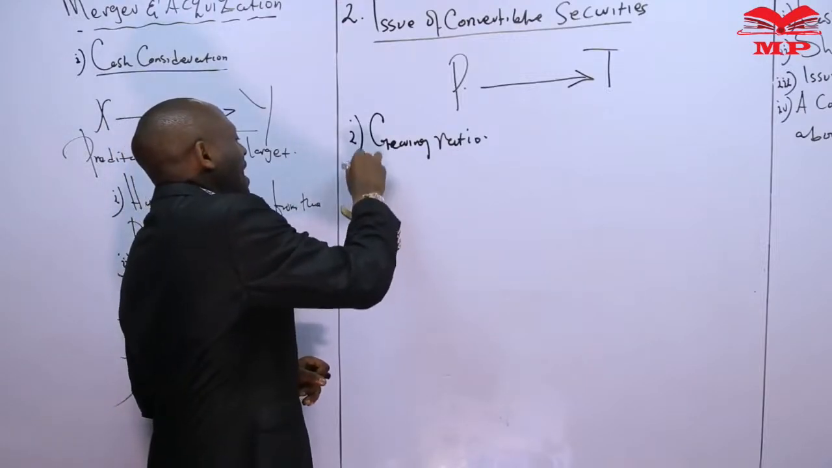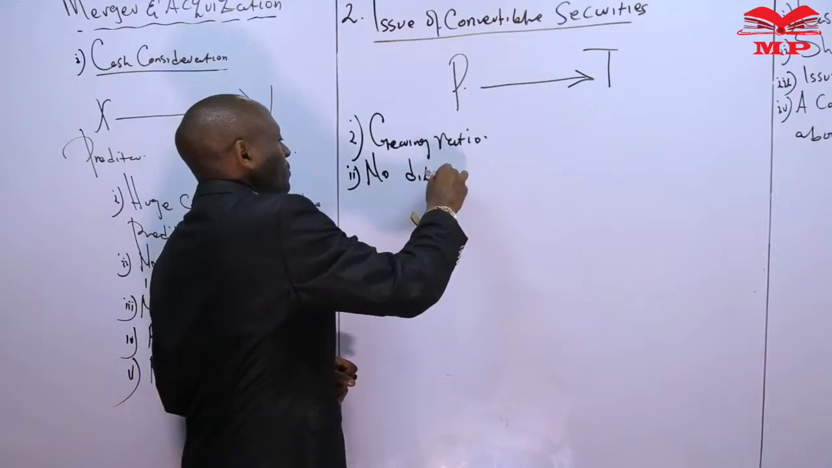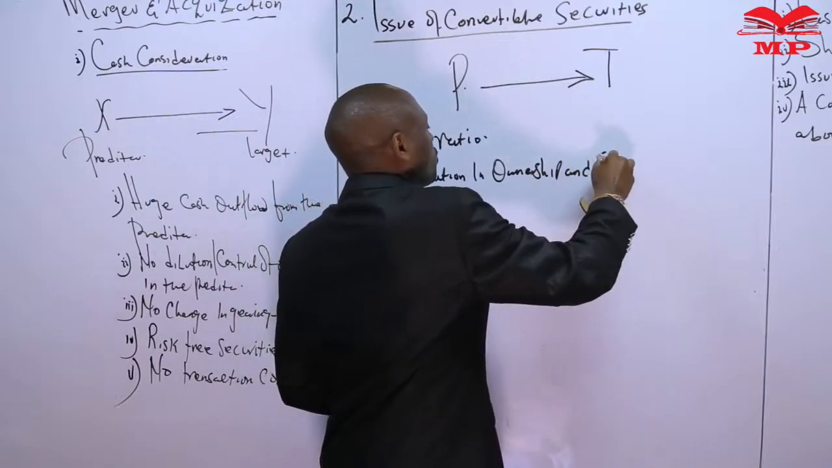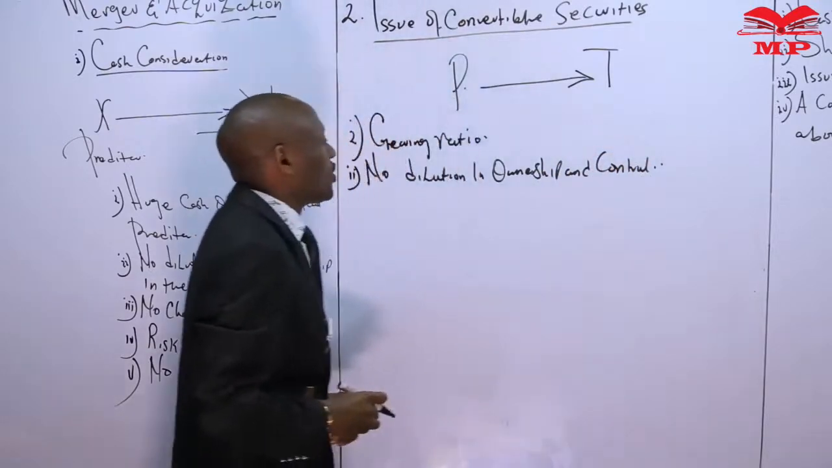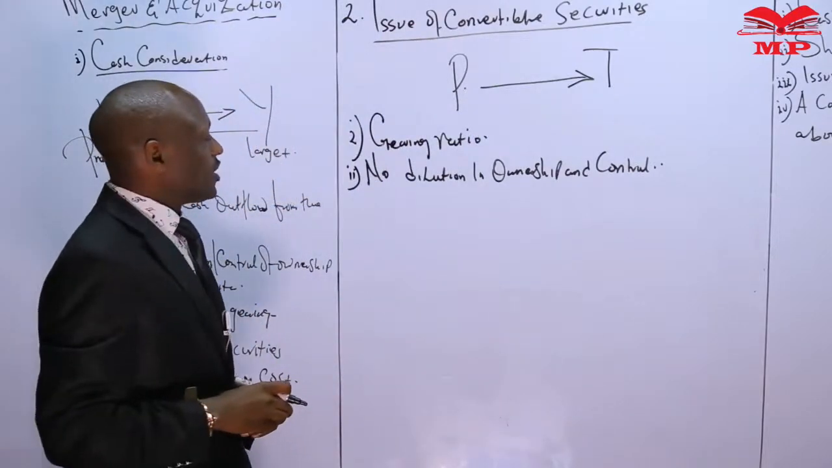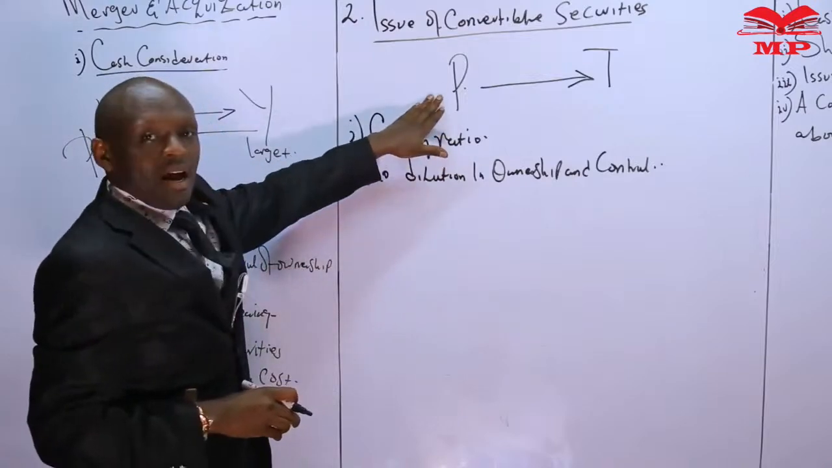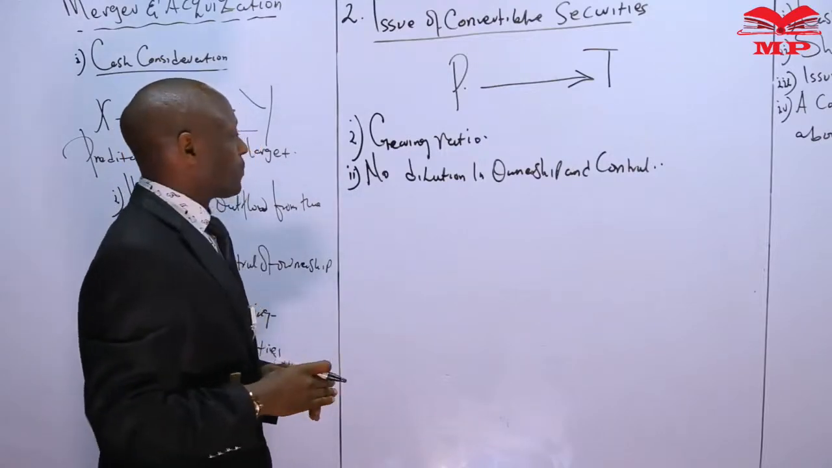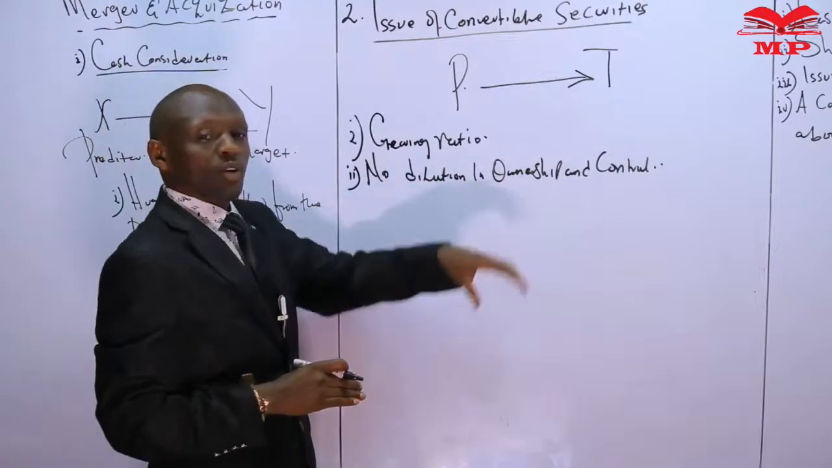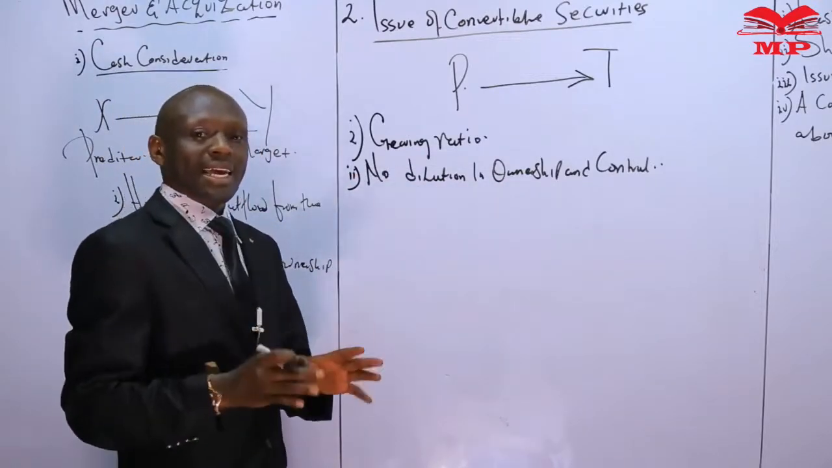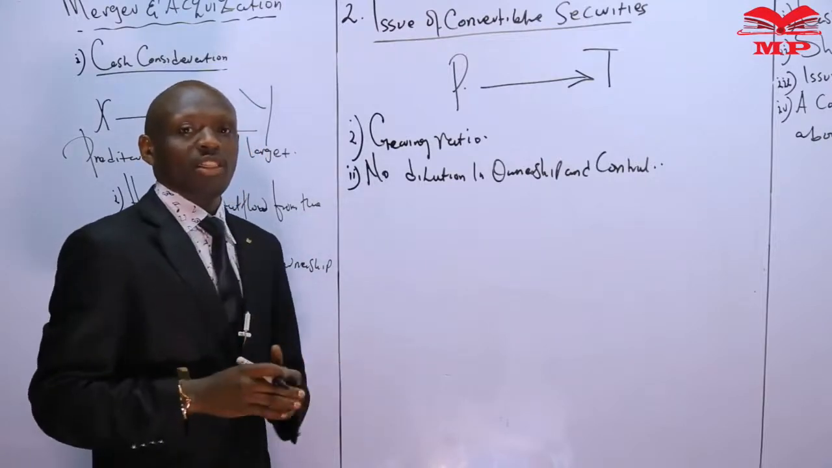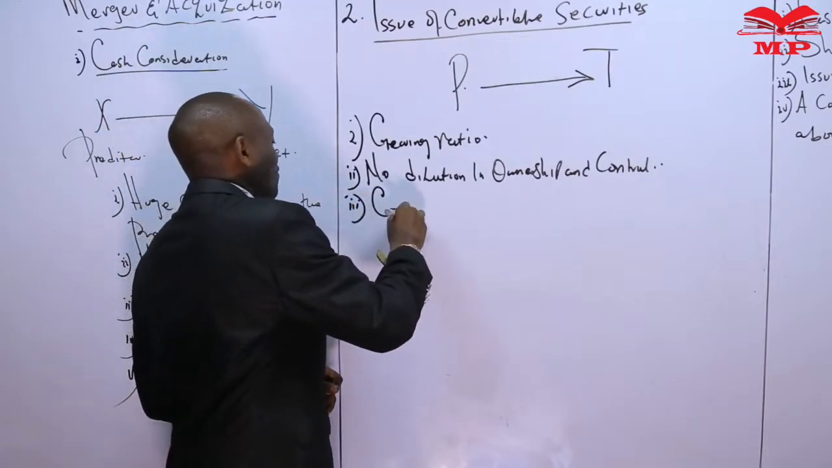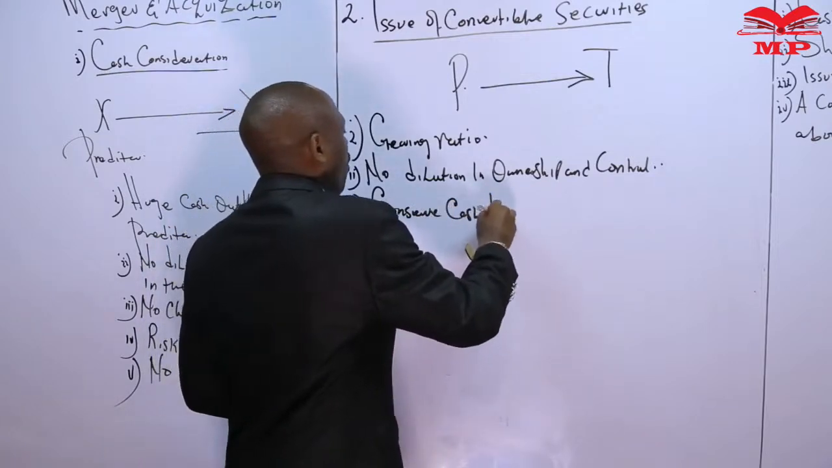Implication number two, there is no dilution in ownership and control of the predator firm. This is because the shares in the predator will not change after the merger and acquisition. They retain their shares at the same level. So there is no dilution in ownership and control. The shareholders in the predator retain their ownership in that firm. No change in the ordinary share capital structure. The other one, number three, it conserves cash for the predator.